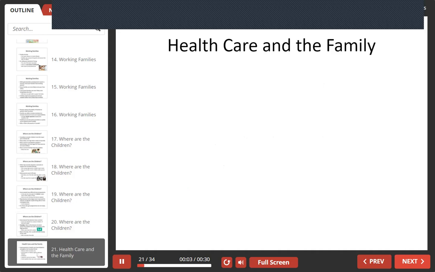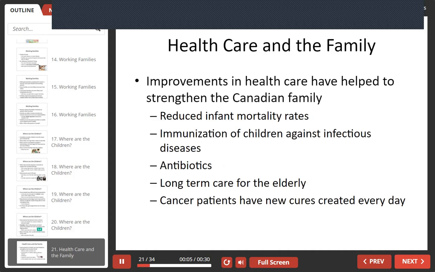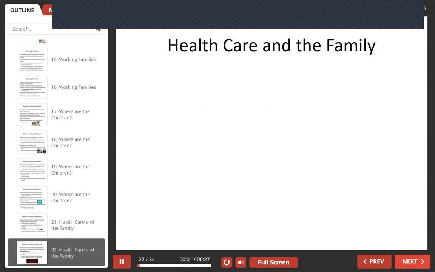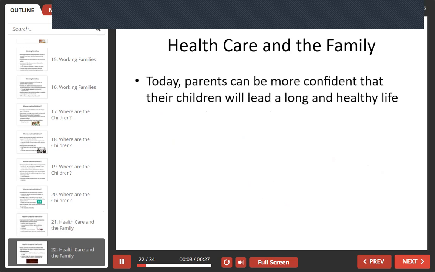Improvements in the healthcare system in Canada have helped to strengthen the Canadian family. It has reduced infant mortality rates, and the immunization of children against infectious diseases has increased. It has given us access to antibiotics and access to long-term care for the elderly. And cancer patients have new cures created every day. Today, parents can be more confident that their children will lead a long and healthy life.